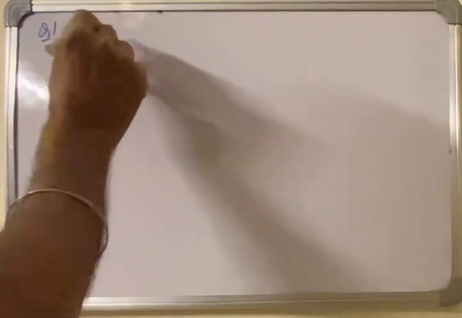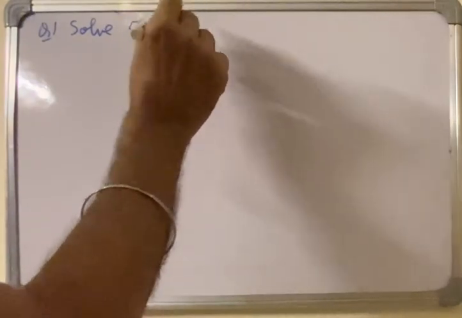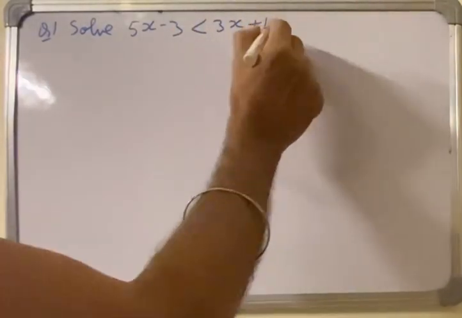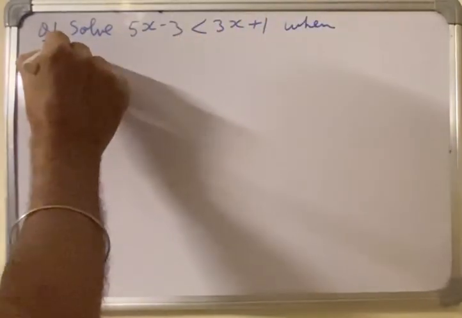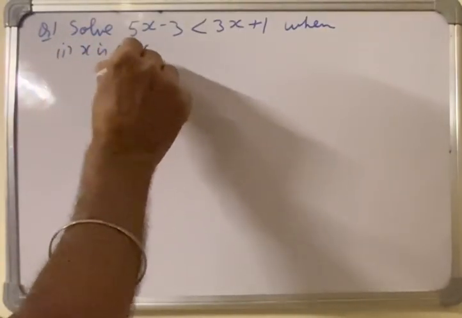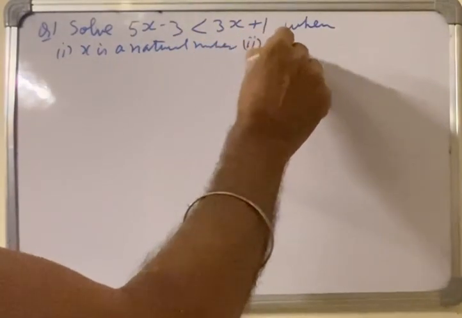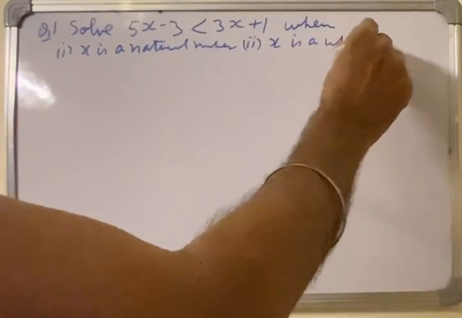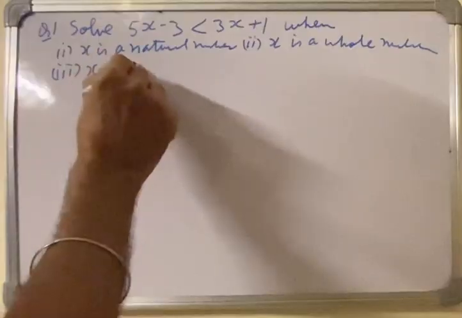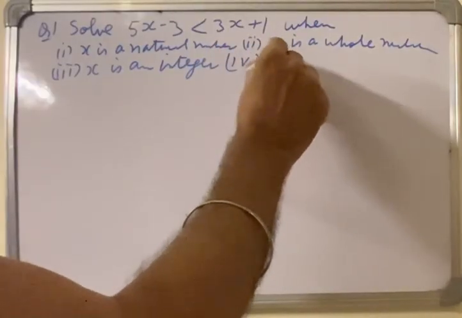Solve 5x minus 3 less than 3x plus 1 when, first part, x is a natural number; number 2, x is a whole number; number 3, x is an integer; number 4, x is a real number.